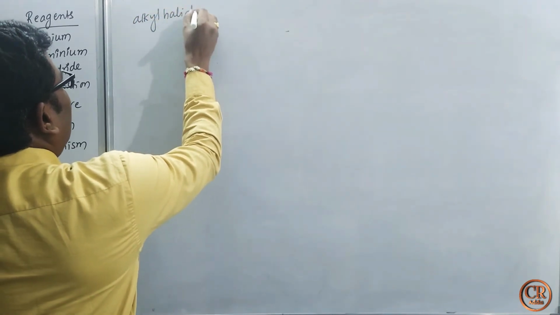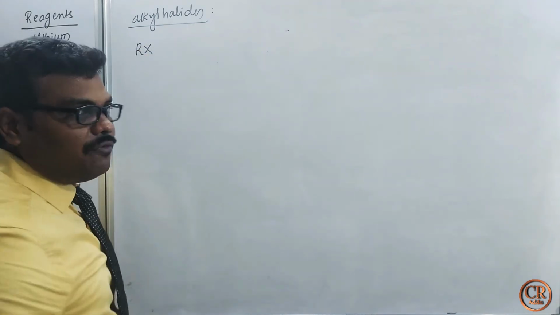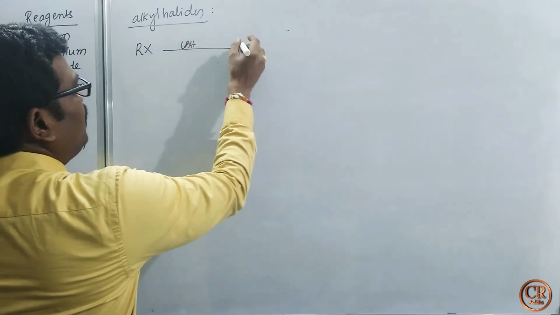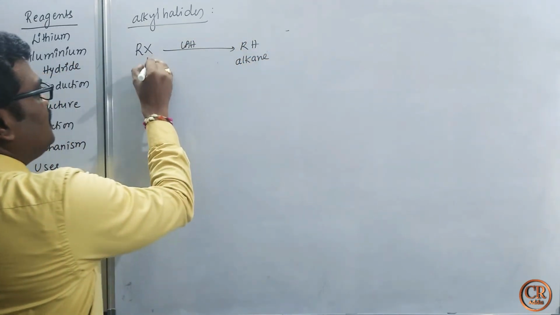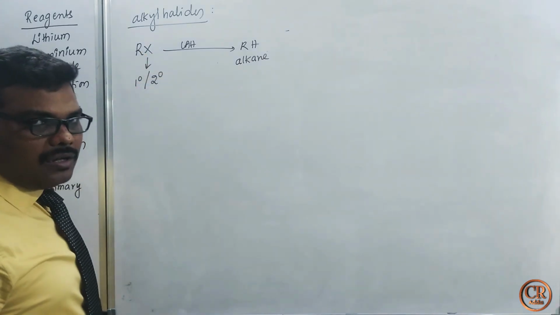Reaction between alkyl halides and lithium aluminum hydride. The general formula of alkyl halides is RX. When RX reacts with lithium aluminum hydride, it generally gives alkanes. But the condition is that the alkyl halide must be either primary or secondary.